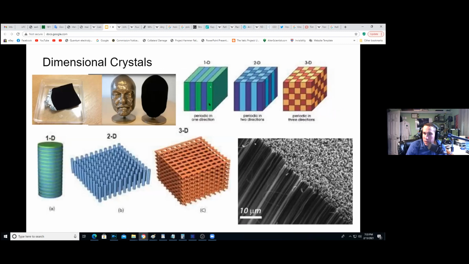So that would be a 1D. See these layers? That's called an example of a 1D. You add these wafers and it creates a 1D optical dimensional material. And then a 2D one would be an example of the surface, which is just like this.